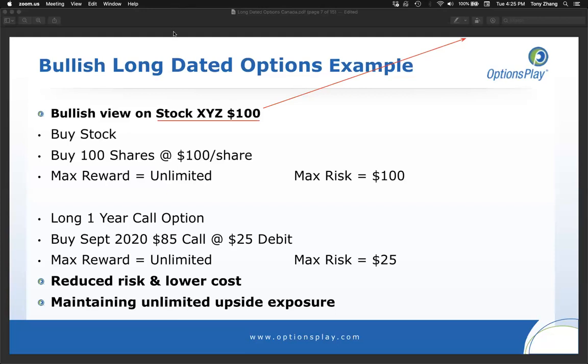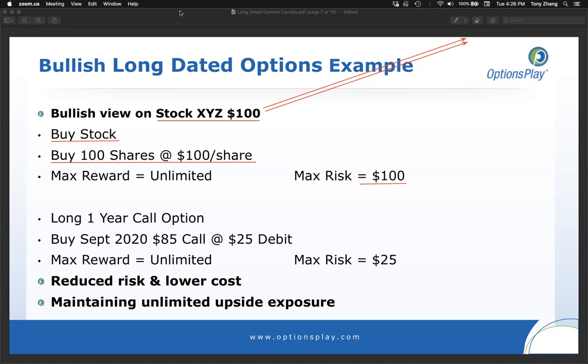So as an equity investor, you would just simply buy the stock. So a trade like this, you might buy 100 shares of it at the current price of $100 a share. And what this provides you with is unlimited reward. So as long as the stock continues to move higher, you're going to make more and more money. And your max risk is the amount that you paid for the stock. So $100 a share is the most that you can risk. That's what happens if the stock goes all the way to zero.